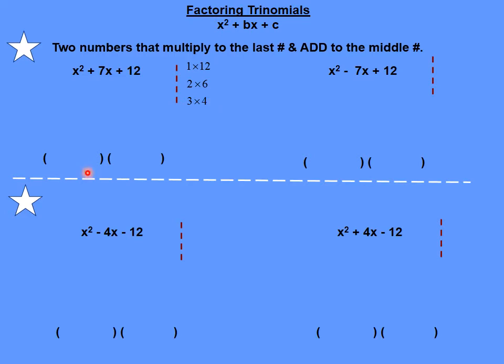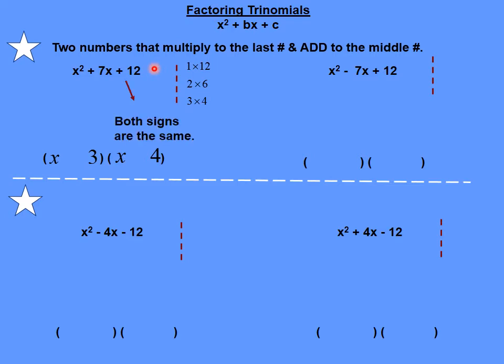Now what do we do with those two numbers? We put those at the ends of our brackets. It doesn't matter if I put the 3 here and the 4 here, or the 4 and the 3. It doesn't matter. The next thing we can do is put down our x's at the beginning of the brackets, and we're almost done. Now all we have to figure out is what signs go in between here and here.